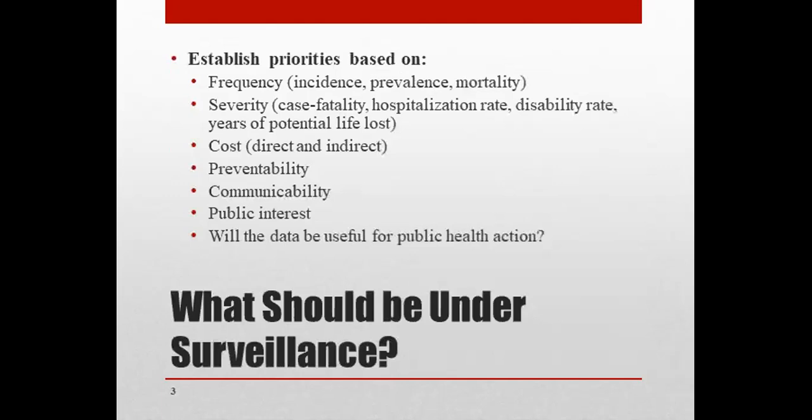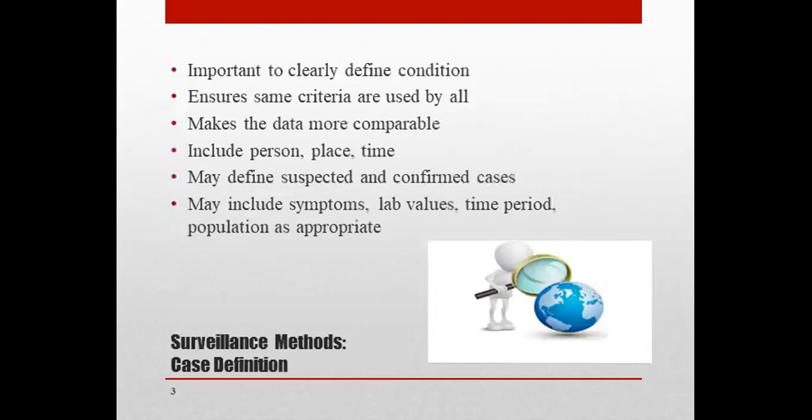Therefore, what should be under surveillance? Surveillance can establish priorities based on frequency, for example, incidence, prevalence, and mortality of disease, on the basis of severity, for example, case fatality rates, hospitalization rates, disability rates, cost, direct and indirect cost, preventability, communicability, and public interest, and it will be useful for public health action.